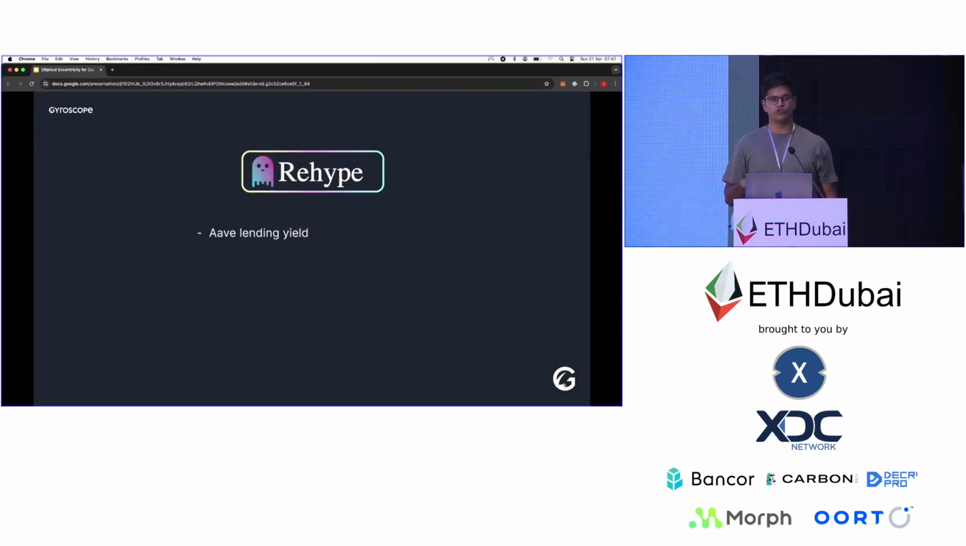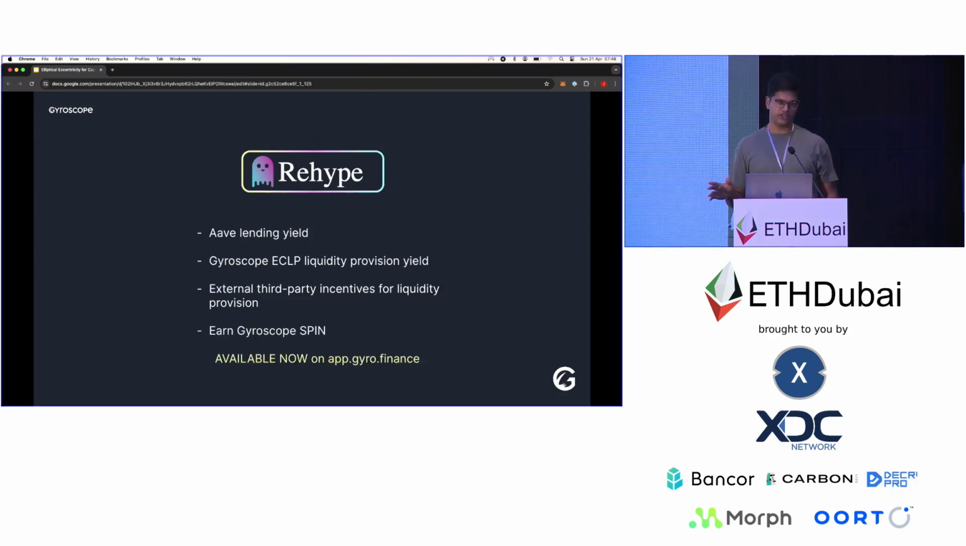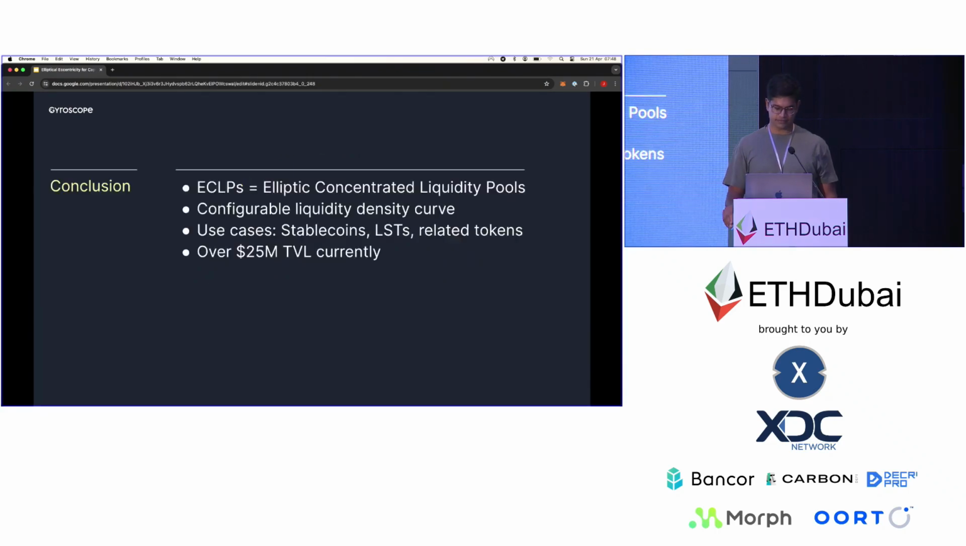It means that liquidity providers can rehypothecate their yield-bearing assets and add liquidity provision yields and other external incentives to gain some juicy cumulative yield. So we actually recently teamed up with Aave to launch these brand new Aave rehype pools, where liquidity providers can provide Aave static aTokens and enjoy the yield of Aave lending, with the yield from AMM liquidity provision, with external third-party incentives for LPing, and finally, brand new Gyroscope spin points. And they're all available from our UI today at app.gyro.finance.